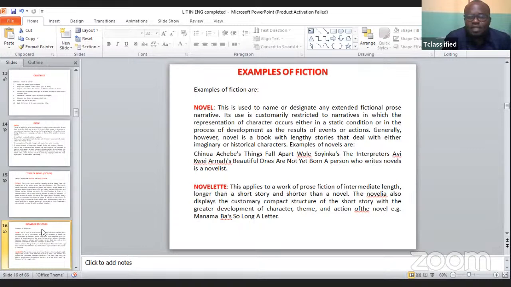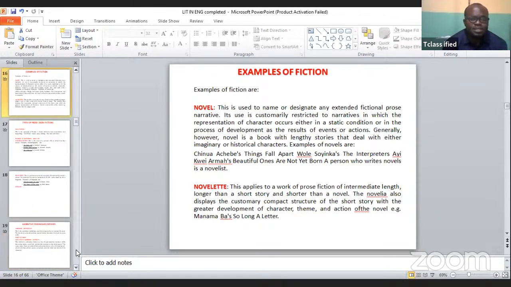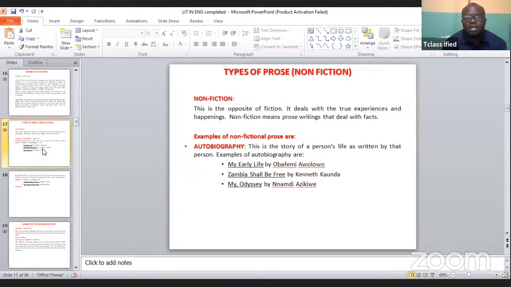Then we have novelettes, which applies to works of prose fiction of intermediate length. So their lengths are not as long as novels. So they are pretty shorter than normal novels, okay? The example is Mariama Bâ's So Long a Letter. So the novelette So Long a Letter is an example of this type of fictional writing.